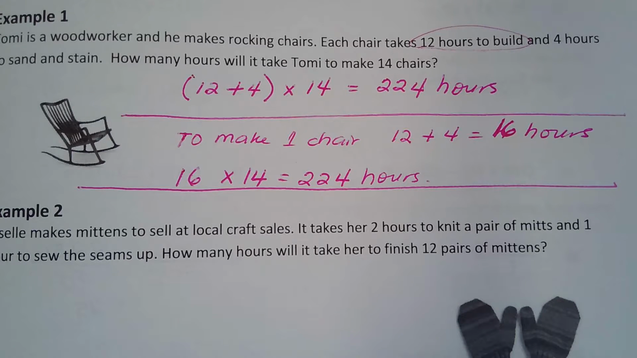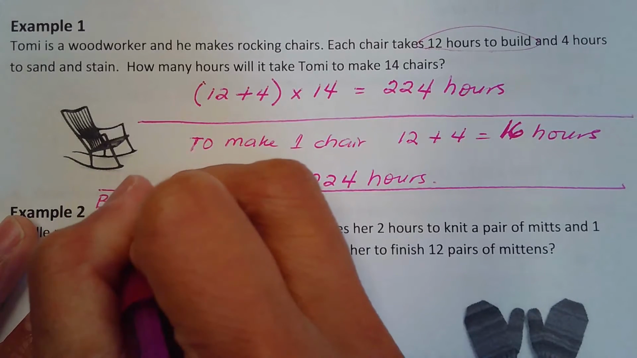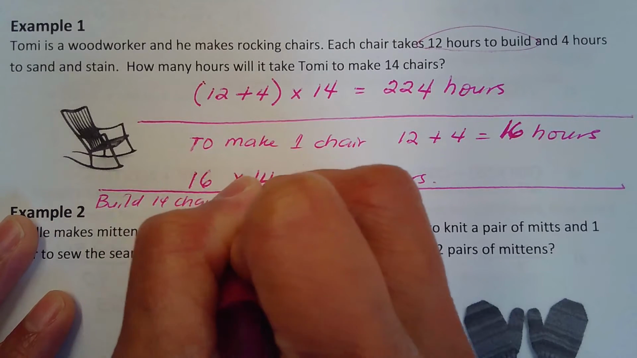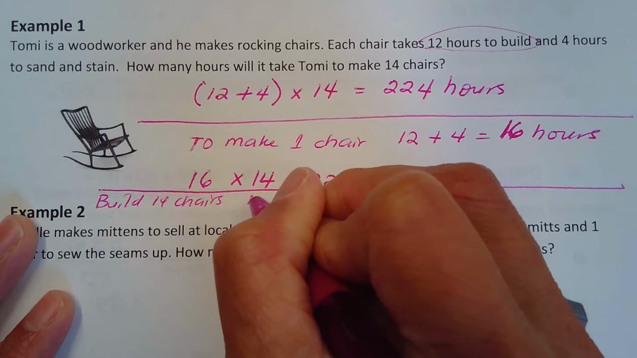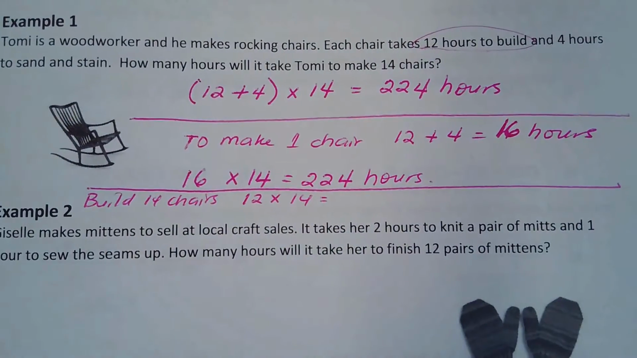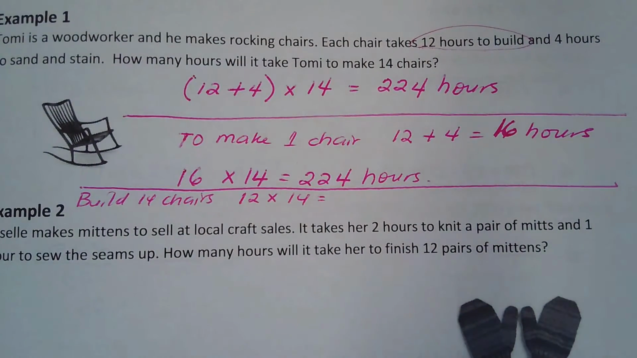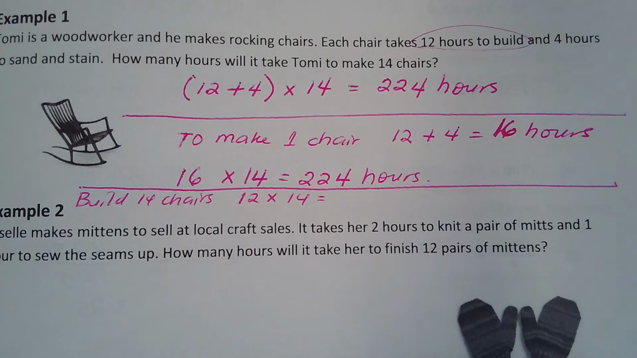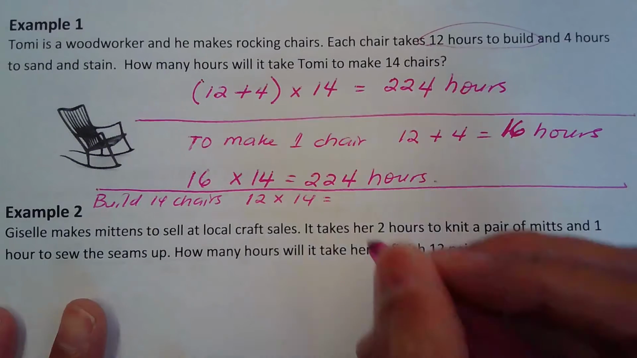To build 14 chairs, it's going to be 12 times 14, right? So first, I'm going to build 14 chairs. So I can go 12 times 14. Now this is a different strategy. Build all 14 chairs. So how many hours will that take? 168. So 14 times 12, 168 hours, right?